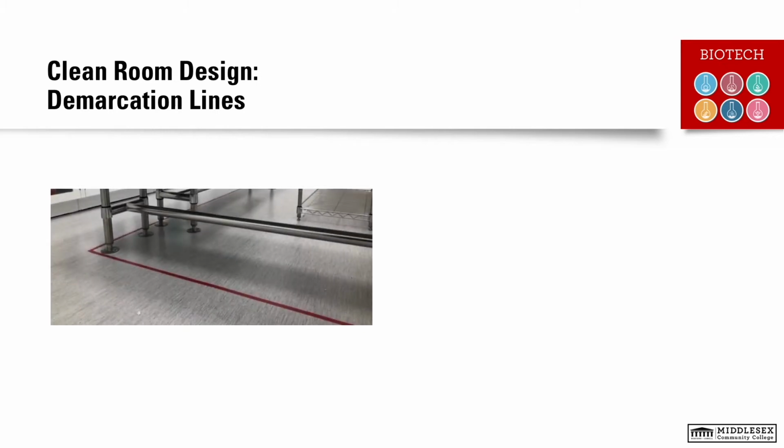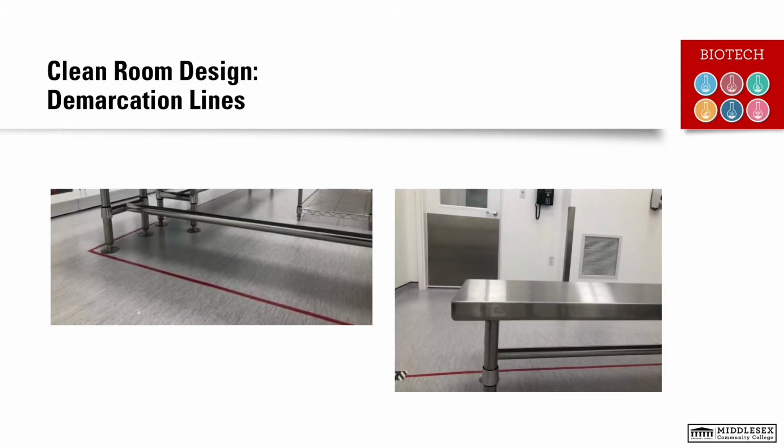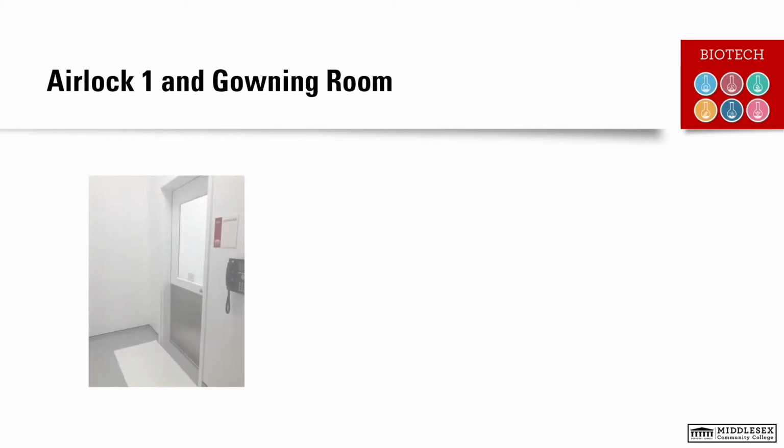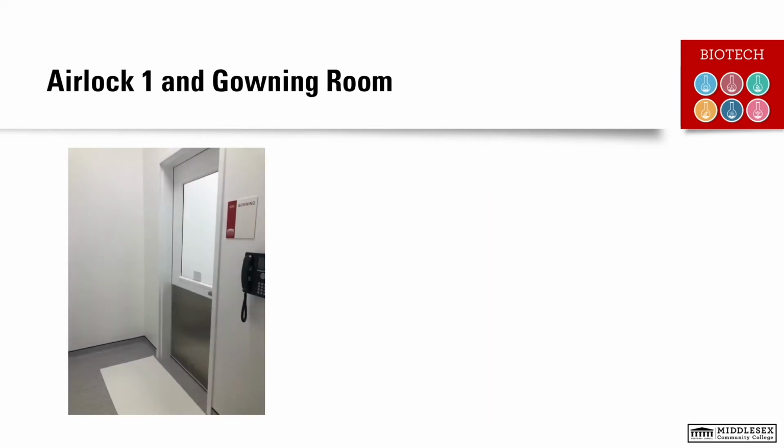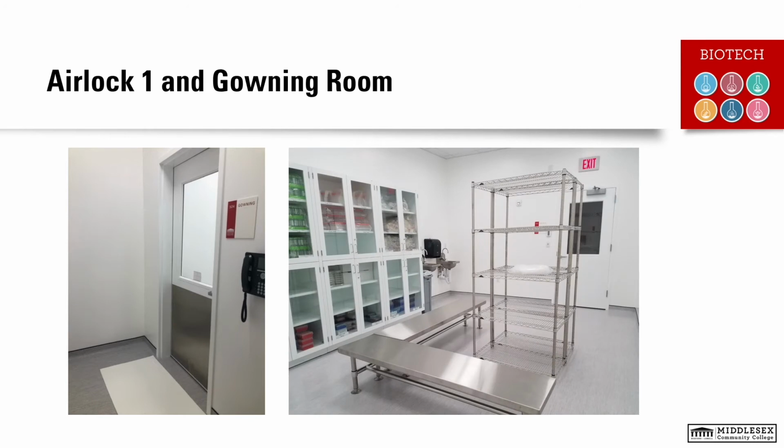This separates a lesser controlled side from a more controlled side. It's important that we follow the appropriate gowning procedures when crossing over the demarcation line. There are steps that must be taken when entering airlock 1 and subsequently the gowning room. It's important that we follow the steps in the order that they are laid out. Those instructions should be listed on the wall.